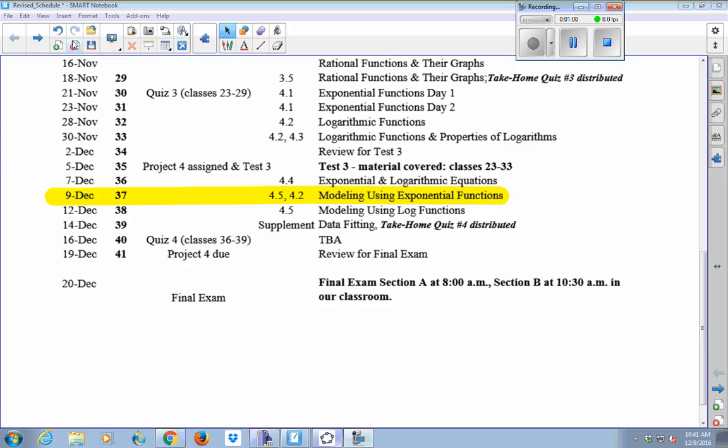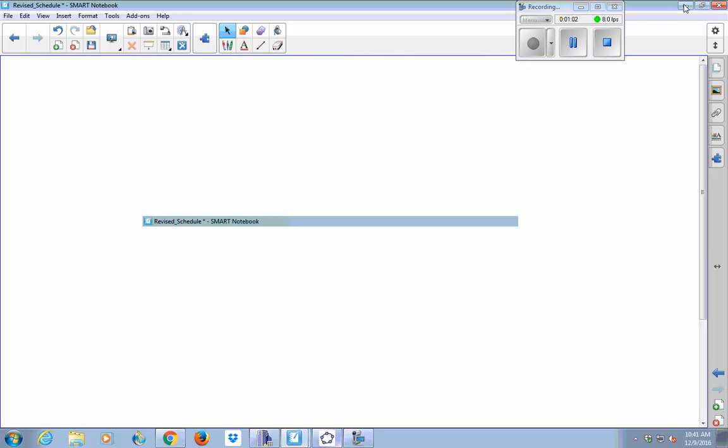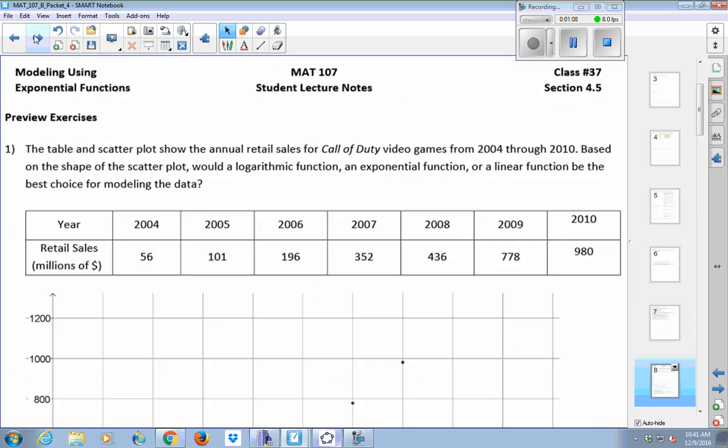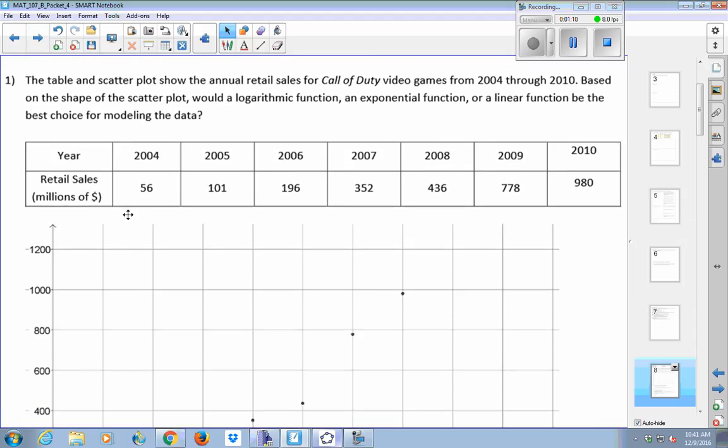Okay, so let's take a look at today's preview activity. Let's do it together. I'll give it to you afterwards, Claudia. So let's take a look at this.